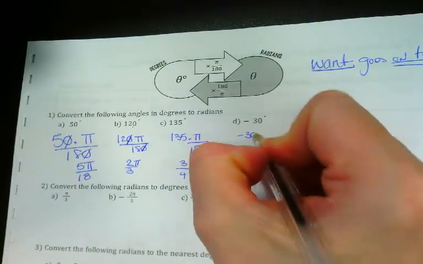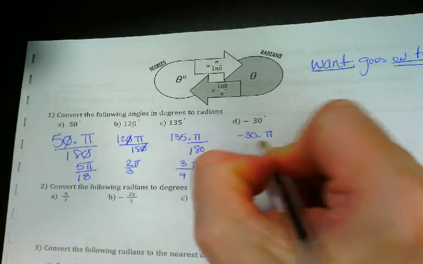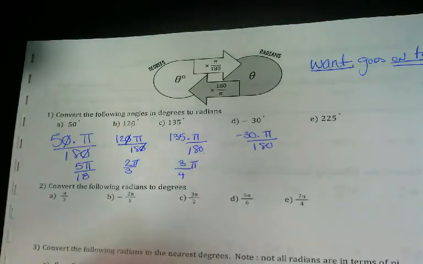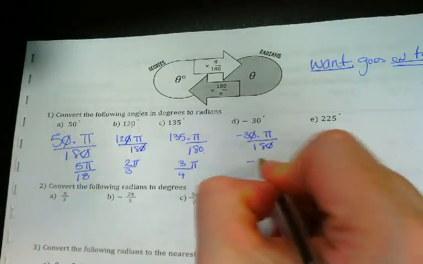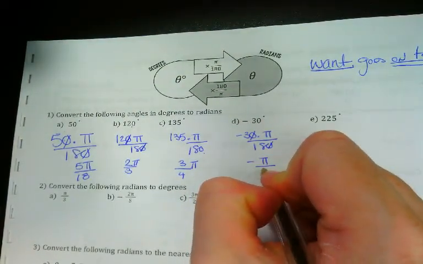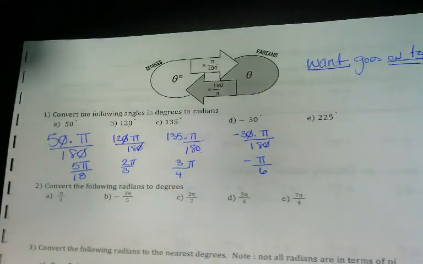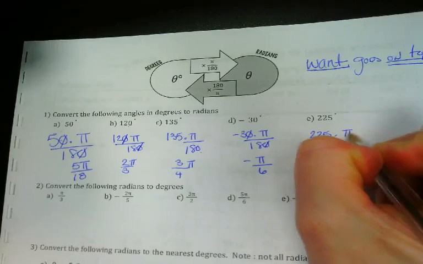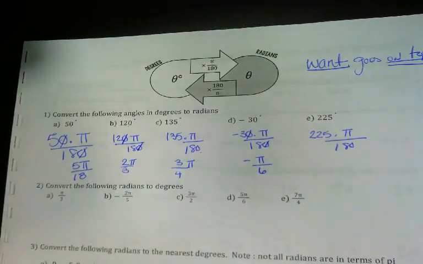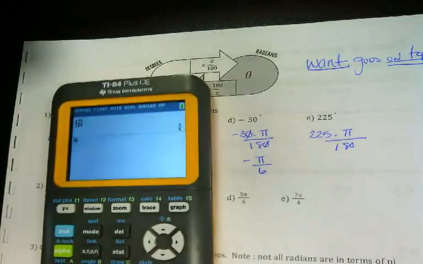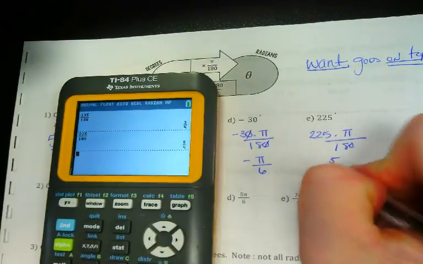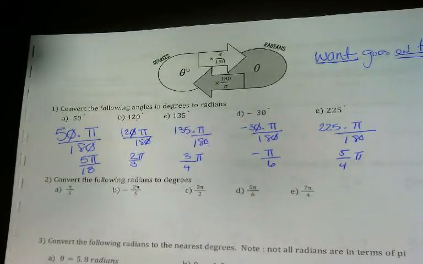Negative 30 degrees. Again, I want radians. I'm going to multiply by pi over 180. I don't need a calculator for that. What happens to my zeros? Cancel. 3 and 18. 3 goes into 18, so that's a negative pi over 6. Perfect. 225 to radians. 225 times pi over 180. Again, maybe that's not as obvious yet, but it will be over the next few days. I got a 5 over 4 and keep that pi.